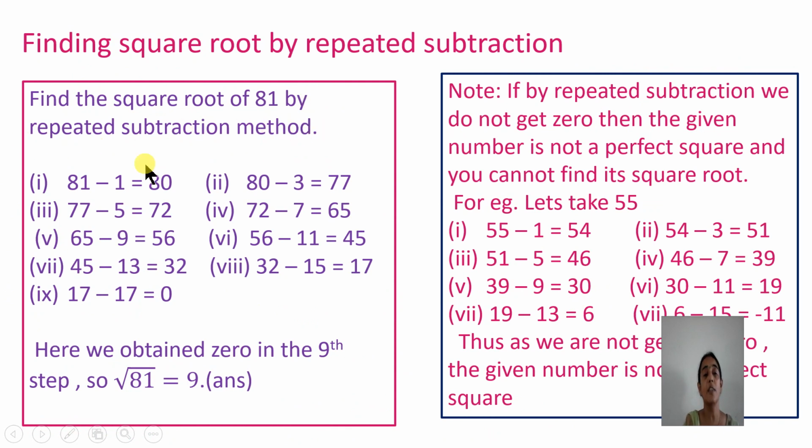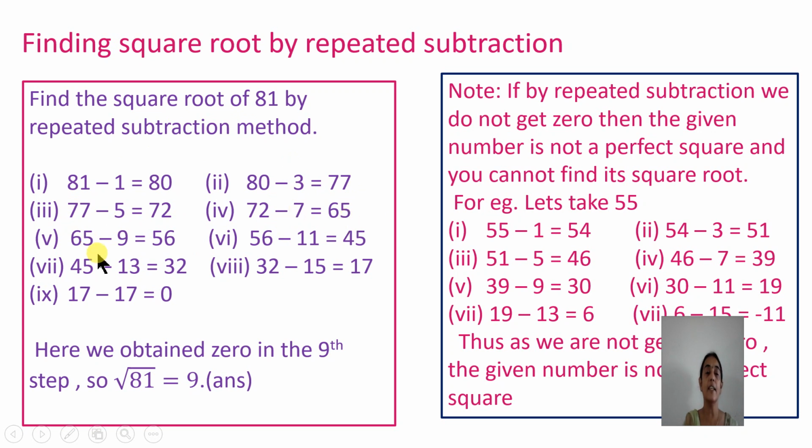Now in this method, from 81 successively you have to subtract odd numbers in order. Suppose first step, 81 minus 1, I get 80. Then in my next step, from the result I have got, I will subtract the next odd number, which is 3. So 80 minus 3 is equal to 77. Similarly, in the third step, 77 minus 5, which is equal to 72. Then 72 minus 7, which is equal to 65.